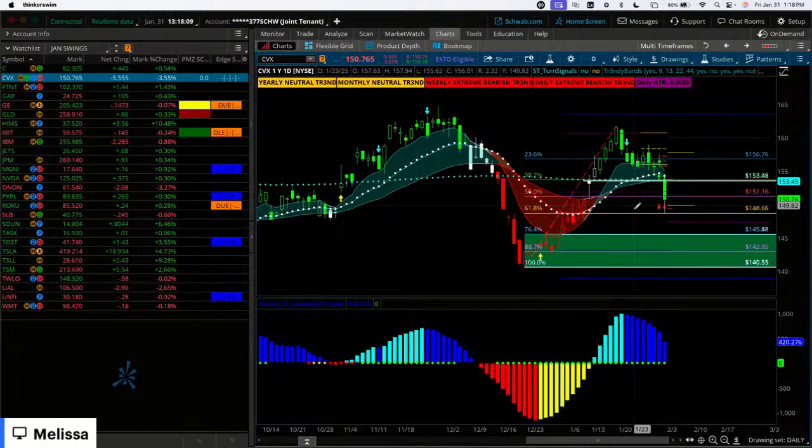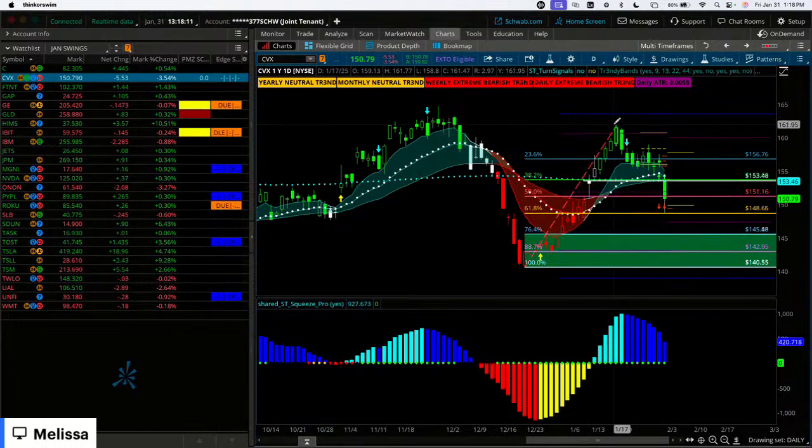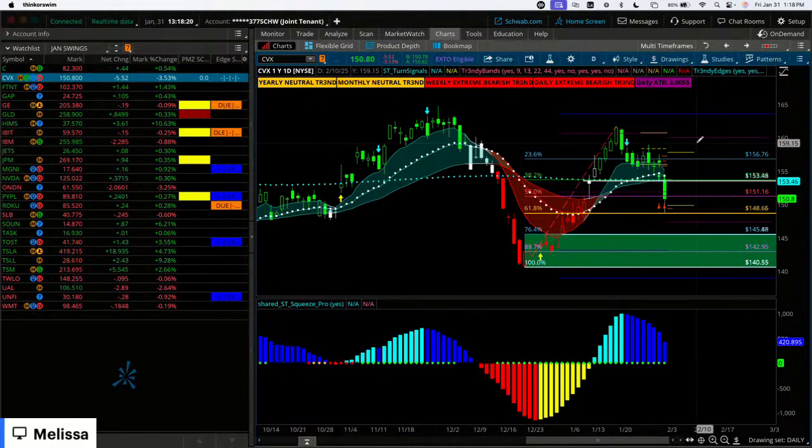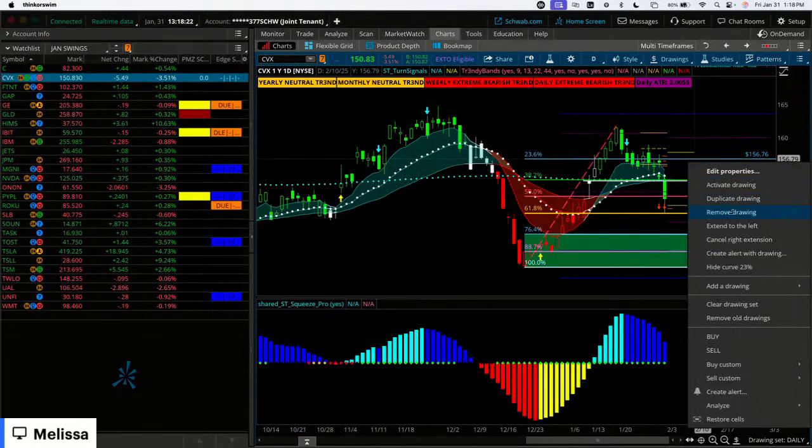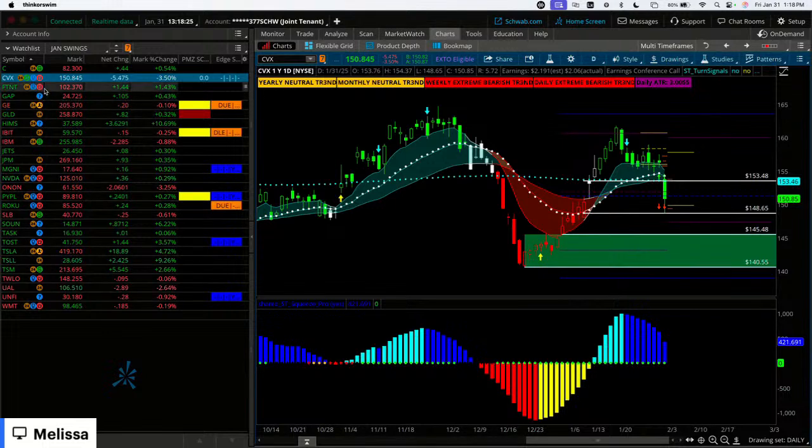So then CVX is still in an uptrend for me. That means it's a buy the dip candidate, and it means that it would remain on my watch list for January swings. So I, again, look at the outperforming sectors and then the outperforming stocks in those sectors to come up with my list.